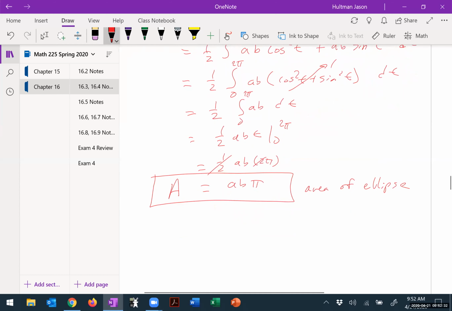Okay, now what if a and b were the same? What if a and b were the same length here? Well, what would we call that? Well, we call that a circle. We would say that a and b are the same length. The major axis and the minor axis are the same. And so we would get r's here, and so the area would be equal to pi r squared. Look at that. There's a nice proof for the area of a circle. It took thousands of years to prove. Okay, that's just another nice proof.